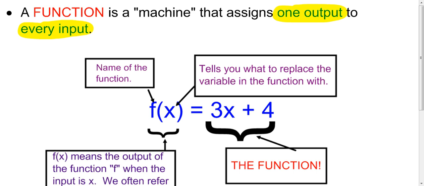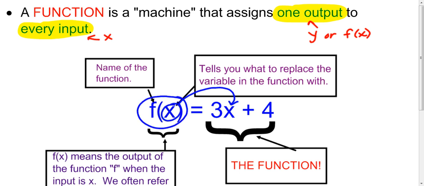So a function is a machine that assigns one output to every input. The output is considered your y value, or you might think of it as your f of x value. And the input, of course, would be your x values. So if you look at what a function tells you, this tells you what you're inputting. You're going to take that and plug it in for the x value. Your result, or your answer, will be your f of x or your y part of it, okay?